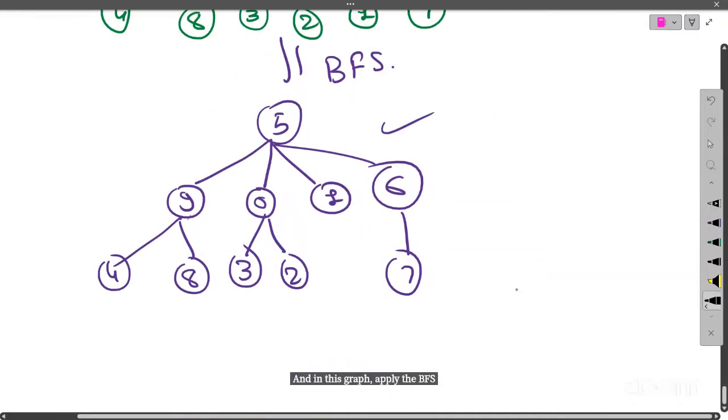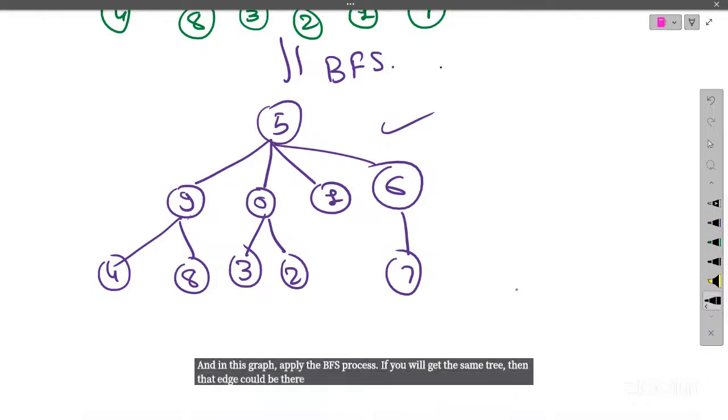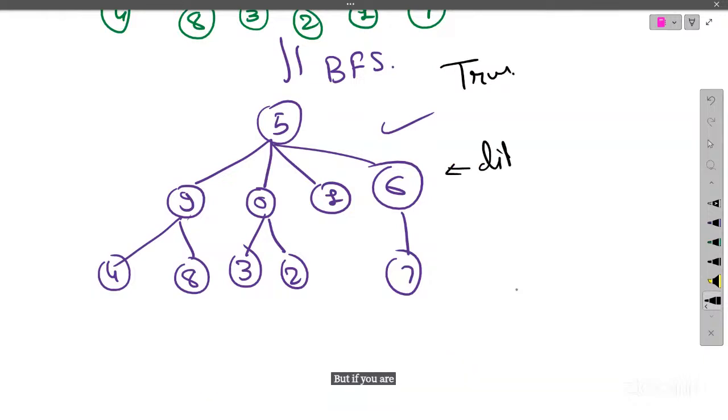If you get the same tree, then that edge could be there, then the answer will be true. So yes, this edge could be there. But if you get a different tree, then this edge won't be there. Okay, and this is a foolproof method. Here you won't get any different answer.